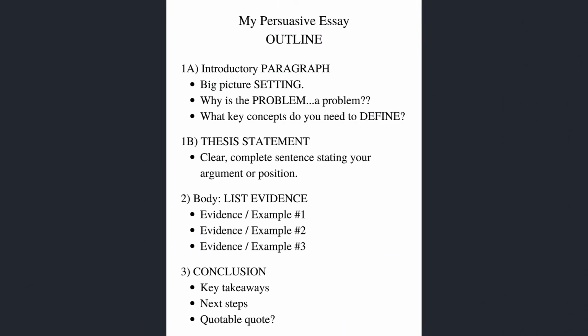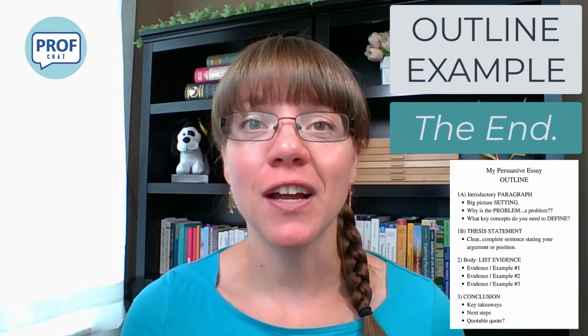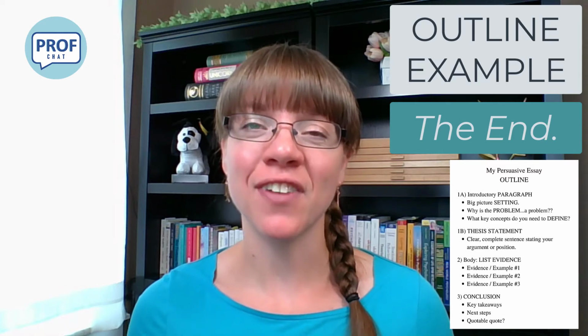Finally, once you've got your bullet points of evidence down, you will finish with your conclusion bullet points of your outline. So the conclusion portion of your paper should include key takeaways, perhaps some further questions to ask or some action steps to take. Sometimes this includes a powerful quotable quote that you want to leave your reader with when they are finished reading your paper. In that story structure, this is the satisfying ending.